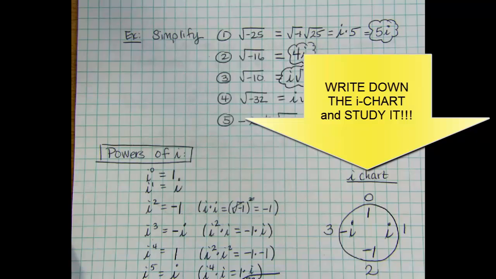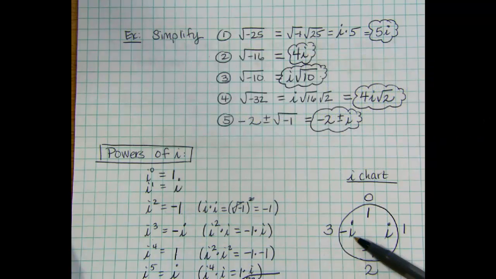And what happens is then I can continue moving around my I chart to find other answers. So I to the 0 is 1. I to the first is I. I squared is negative 1. I cubed is negative I. I to the fourth is 1. I to the fifth is I. I to the sixth is negative 1. I to the seventh is negative I, and so on. You can keep just moving around the circle.